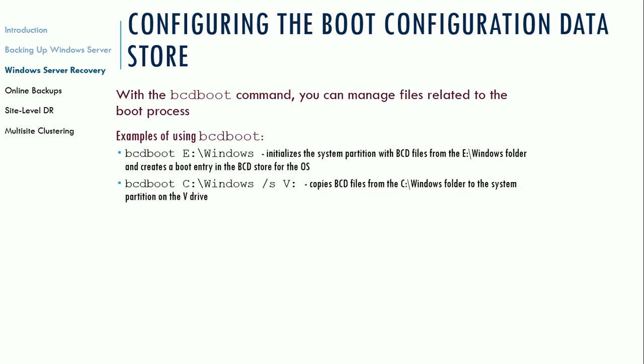This command is going to copy the BCD files from, say, C Windows to the system partition on the V drive. So you can move those files if you wanted to. This is going to set the locale in the BCD store to Japanese. So if you want to start it in the Japanese language. I've had cases where I have to go back to English because some software doesn't work right in another language, so I just have to get it back to English. So I'll run the command to move it back to English US or something like that.